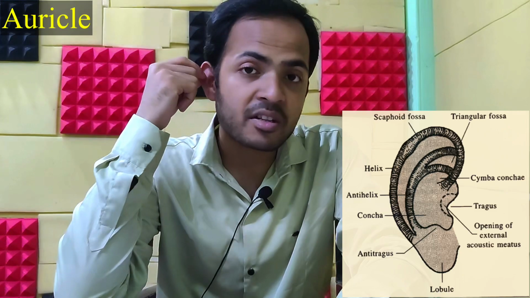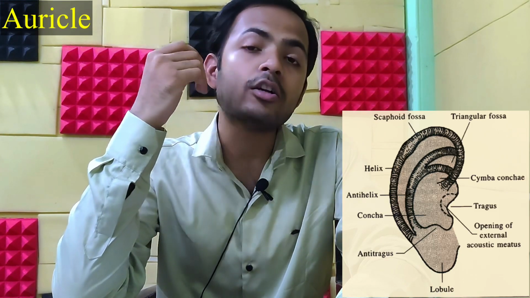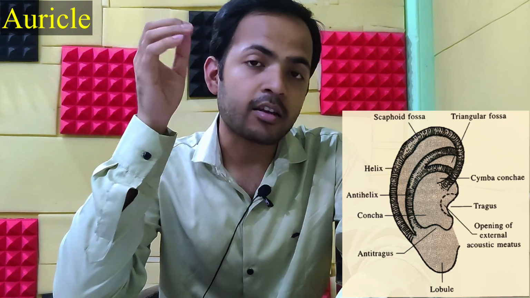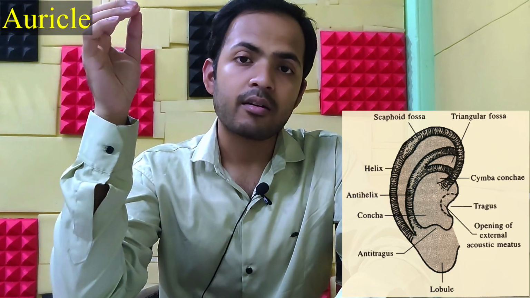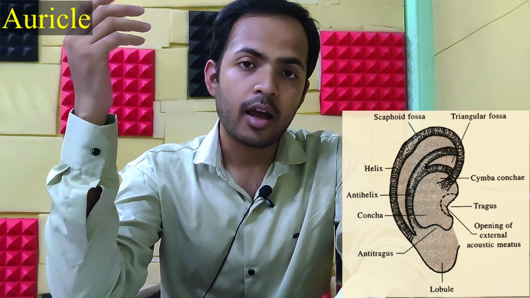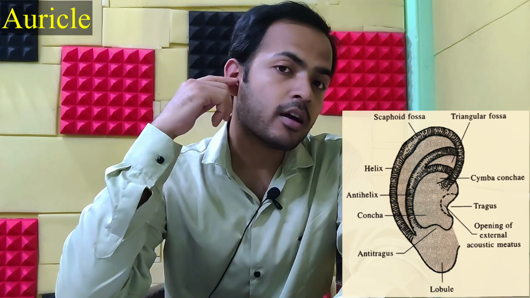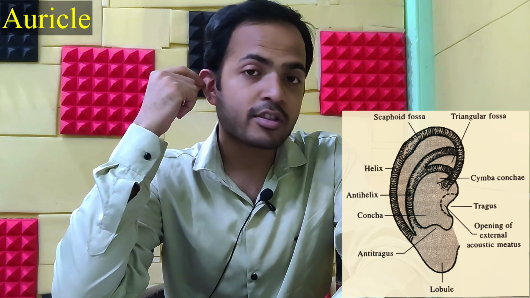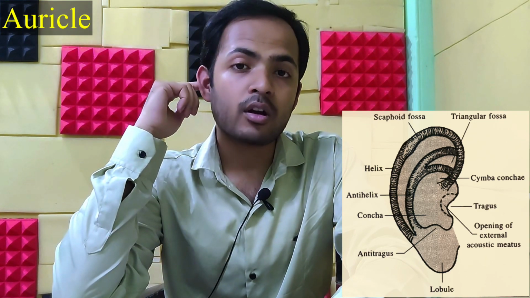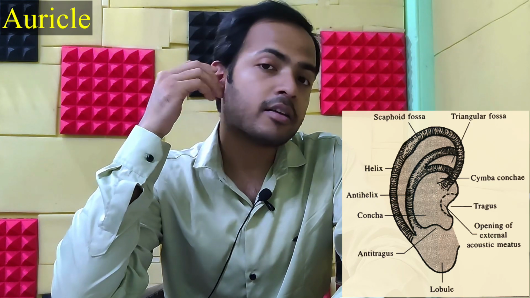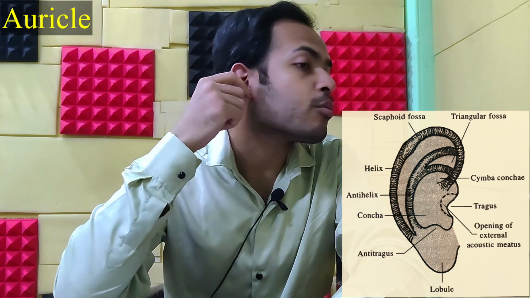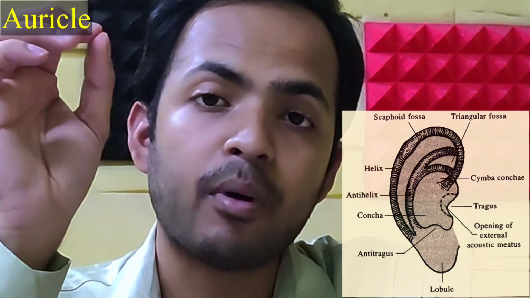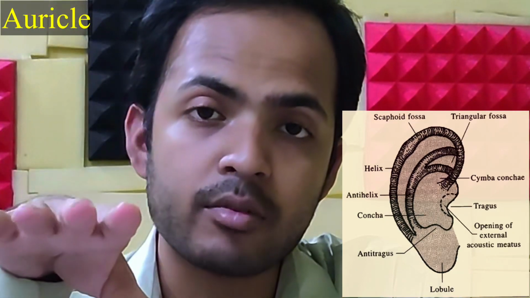This auricle is basically a trumpet-like undulating projection from the side of the head, and it collects the sound waves and conducts them into the external auditory canal. The auricle consists of an elastic yellow-colored cartilage, and it is covered by skin. The lobule consists of fibrofatty tissue. Now this auricle has lots of parts. You have to understand and remember these names.